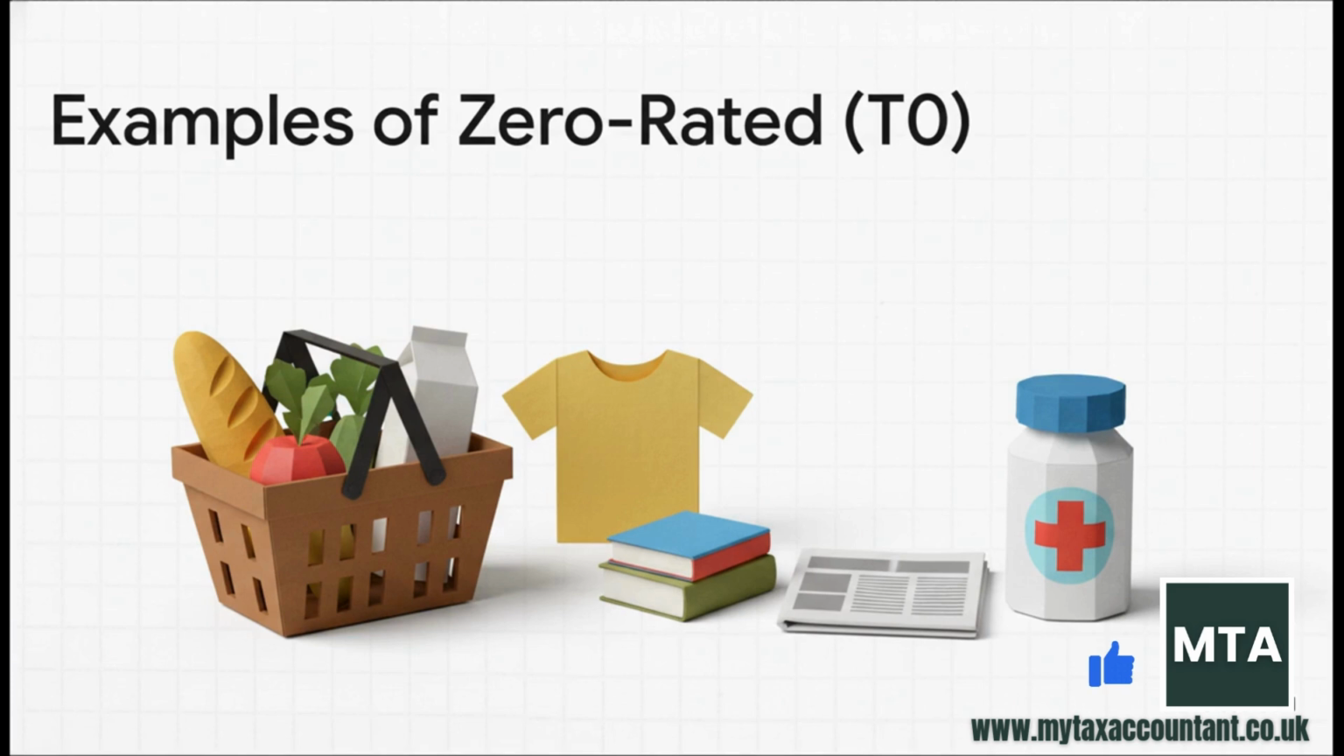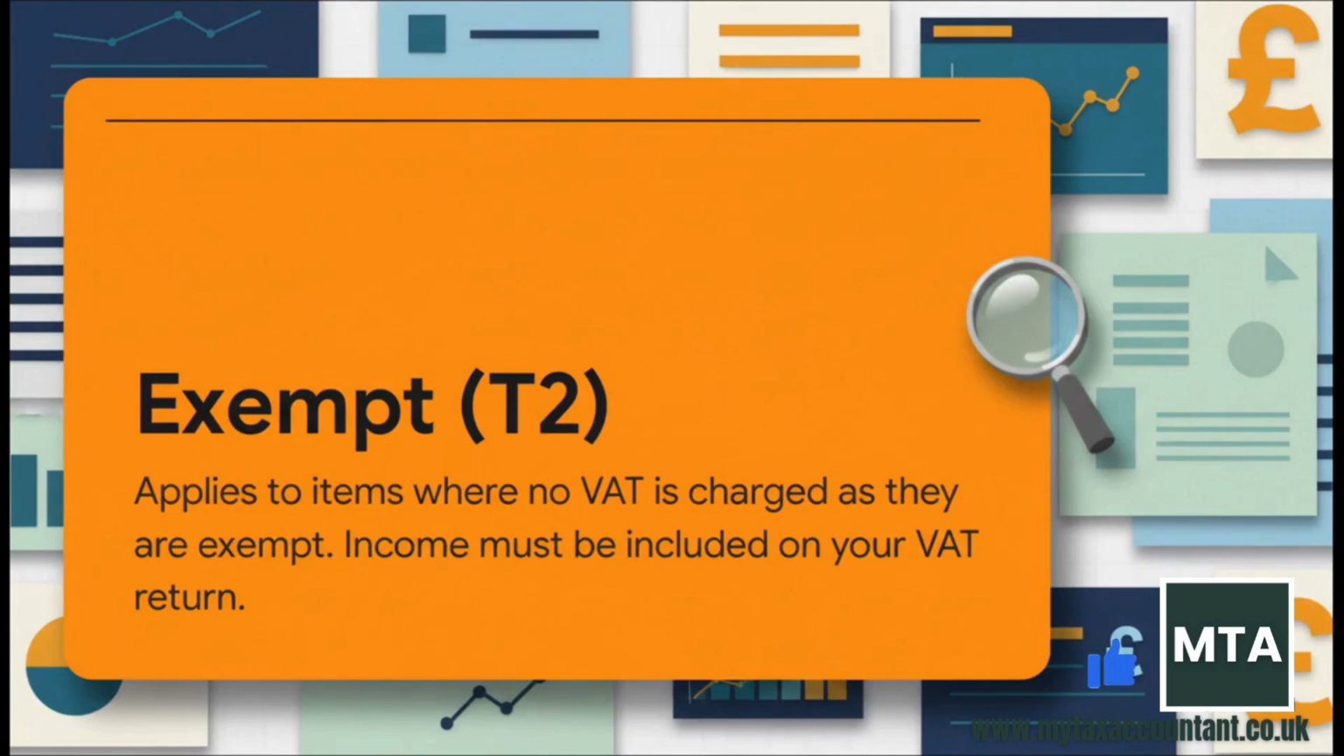If your business sells these, they are sales, they are part of your turnover, and HMRC needs to know about them. And then you have exempt items, or T2. This is for goods and services where no VAT is charged because the law specifically makes them exempt. But just like zero-rated items, the income from these sales also has to be included in your VAT return figures.